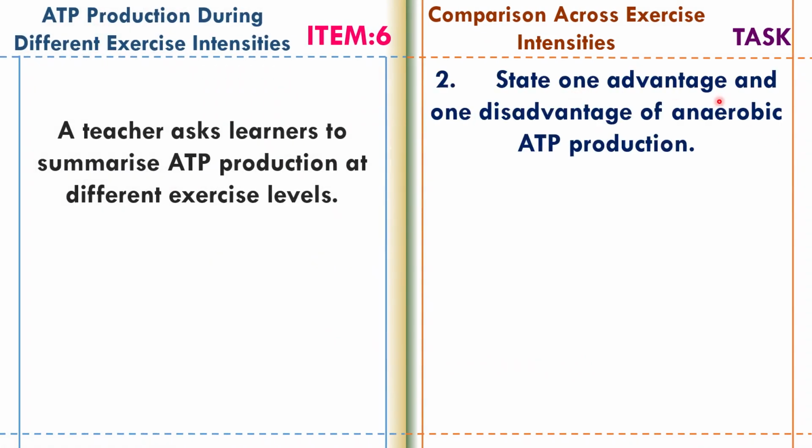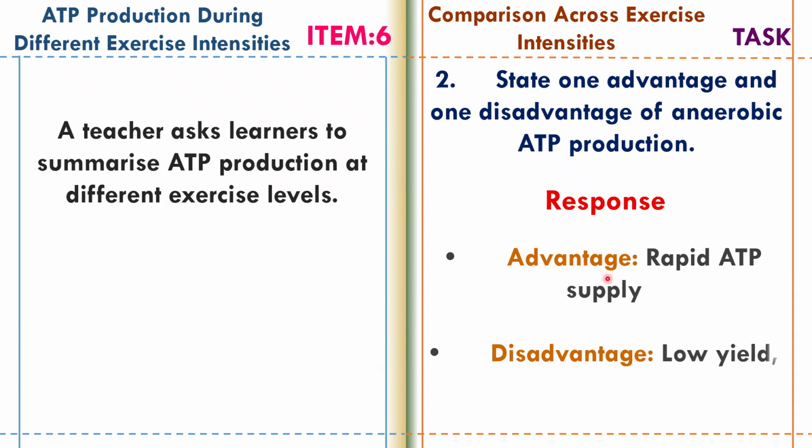State one advantage and one disadvantage of anaerobic ATP production. Advantage: rapid ATP supply. Disadvantage: low yield and lactic acid accumulation.